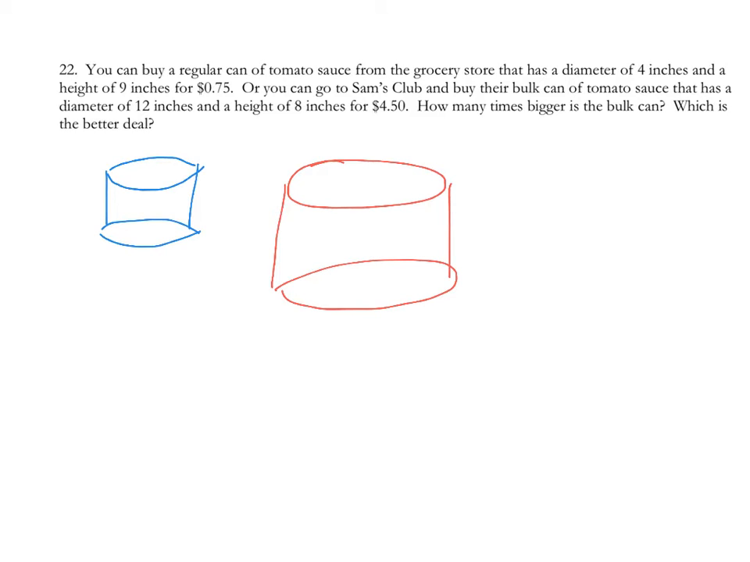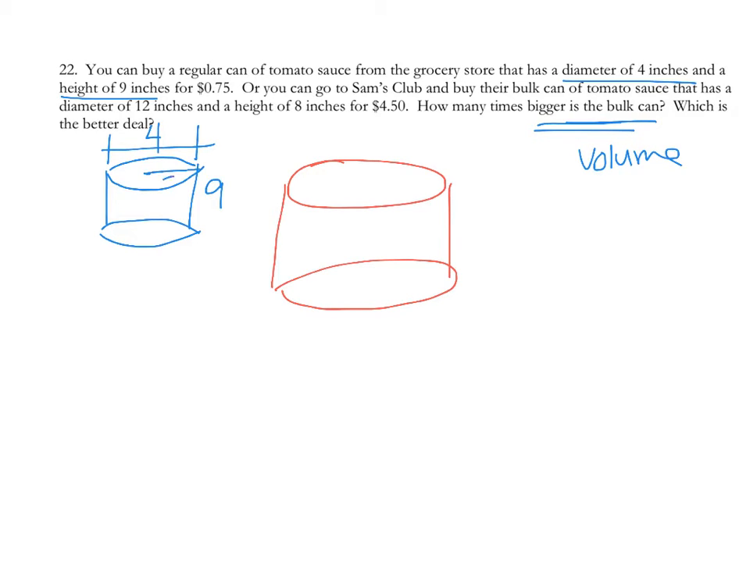So first thing I'm going to do is find, since we're talking about how much they can store, it doesn't say anything directly here, but we're talking about how many times bigger it is. We're talking about how much tomato sauce would fit inside of it. This is volume. So we're going to have to find the volume of both of these. So the small one, we know that the diameter is 4 inches and the height is 9 inches.